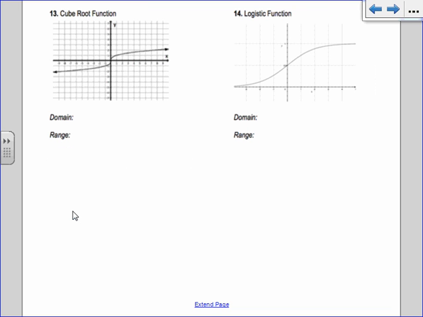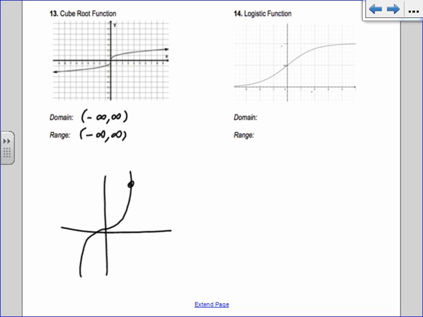Okay, and then the last two that I want you guys to know are the cube root function and the logistic function. So the cube root function looks kind of like y equals x cubed. It's just on its side. Okay, it's the inverse. So its domain is going to be negative infinity to infinity, and its range is negative infinity to infinity as well. So like, you know how for the x cubed function we had the point (2, 8)? Well, the cube root function, since it's the inverse, has (8, 2). Right? It has the opposite points.